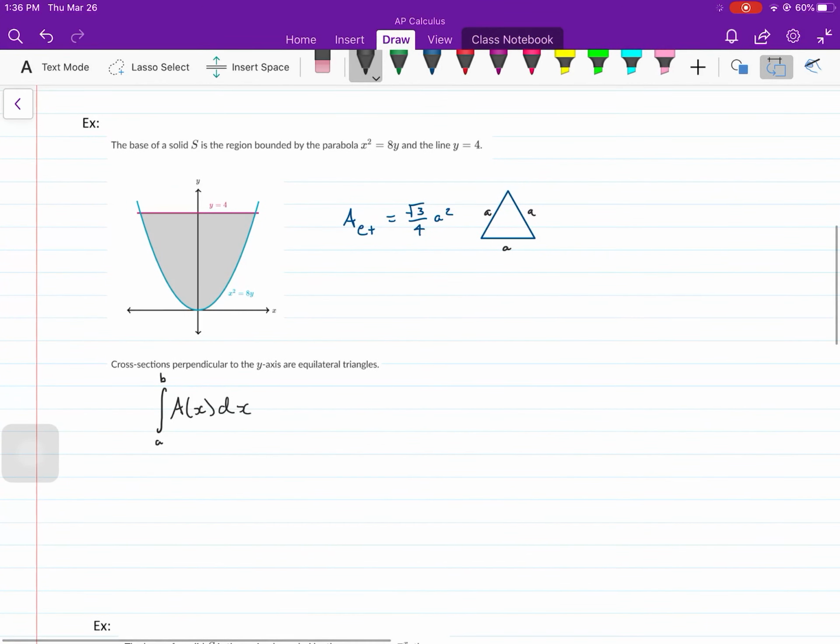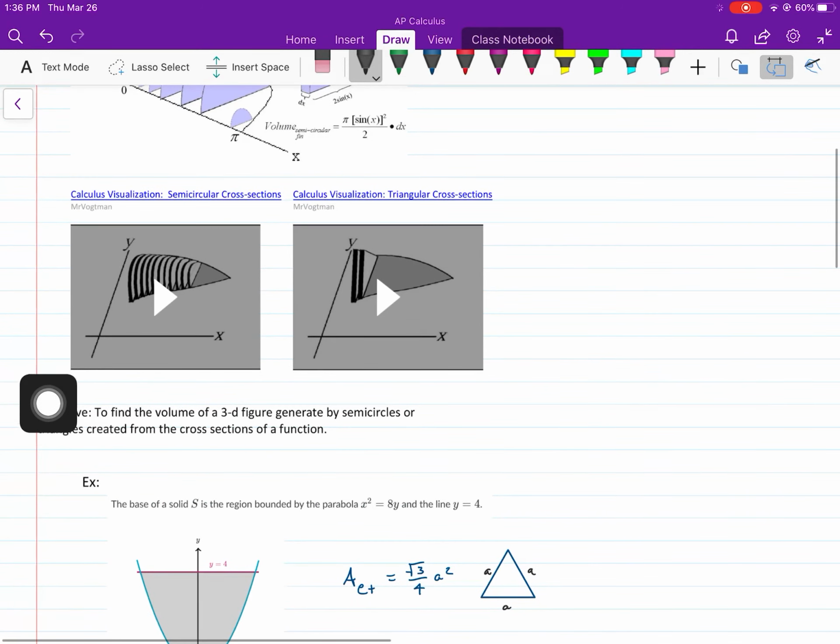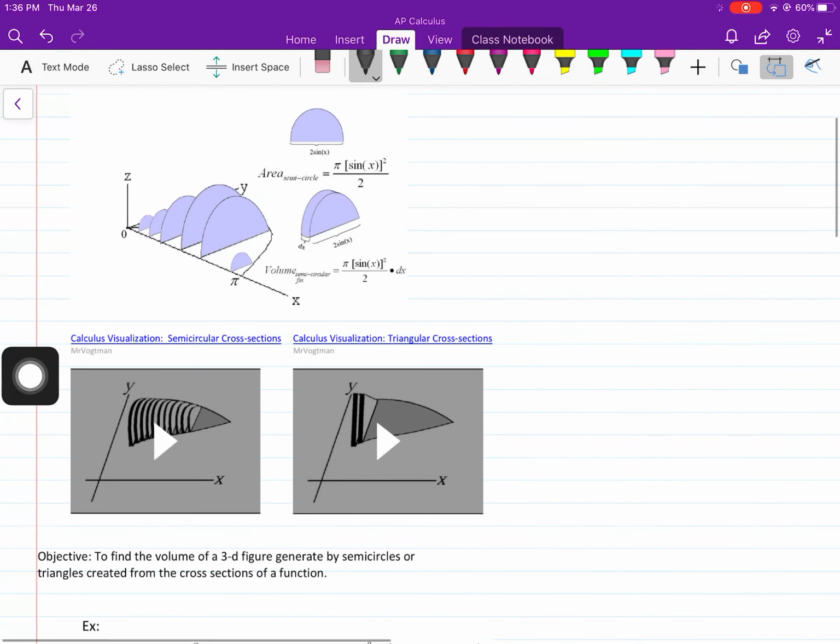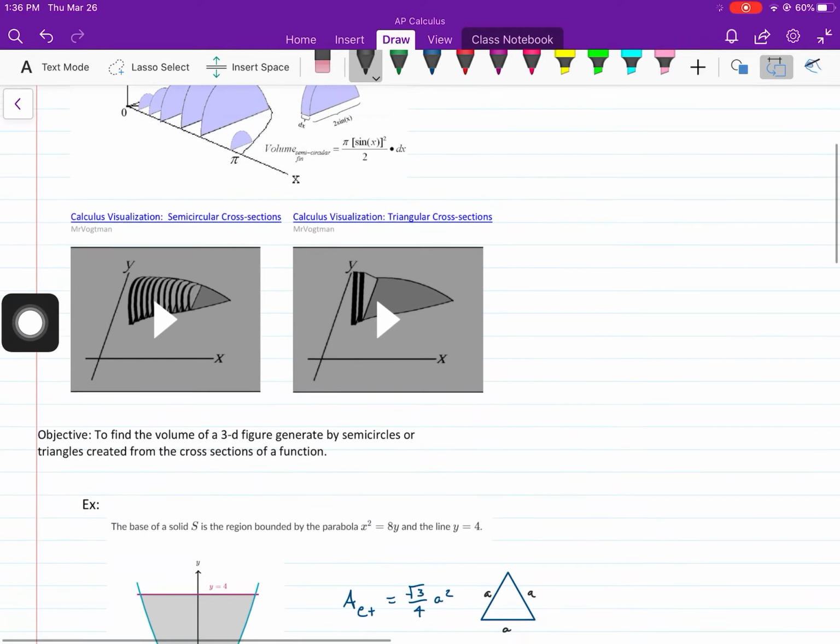In this example, it's the same as the last section where we're using the same formula. We're really integrating the area of whatever our shape is. Just our shape is now changing to triangles and circles. You can take a look at these two videos. Kind of cool, along with there.